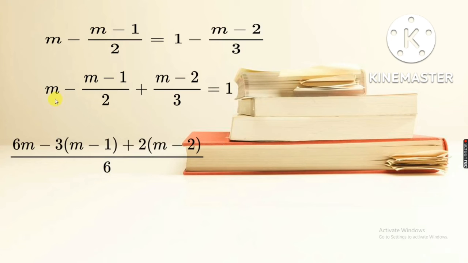Okay, 6. Now 6 divided by 1, we got 6. 6 multiplied by m, 6m, minus 6 divided by 2, we got 3. 3 multiplied by m minus 1, plus 6 divided by 3, we got 2. 2 multiplied by m minus 2 is equal to 1. Now we would transpose this 6 to the left hand side. If this is in the division sign, when we transpose it to the other side, it would convert into multiplication.